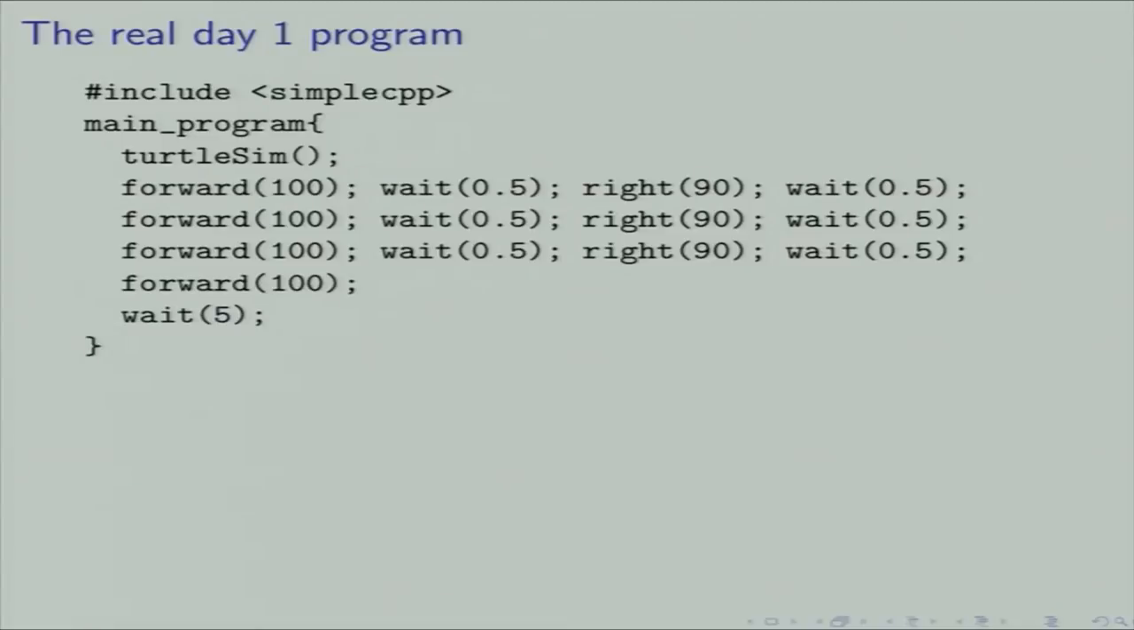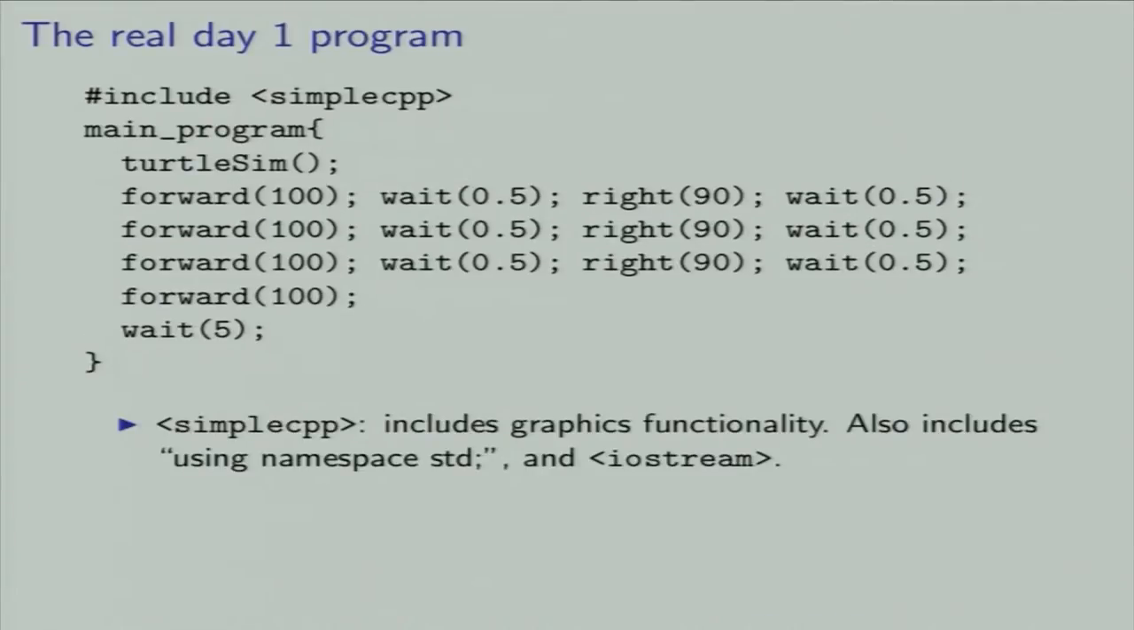The line at the top, include simple CPP, says that look, we want the features from simple CPP included. This also includes things like using namespace std, include iostream, and things like that. The reason is that I don't really even want to talk about namespaces on the first day of classes. People don't even know what names are. So how can you even be talking about namespaces? You are just confusing and boring them. So we don't want to do any of this. IOStream is a nice name, but again, not really for the first day.